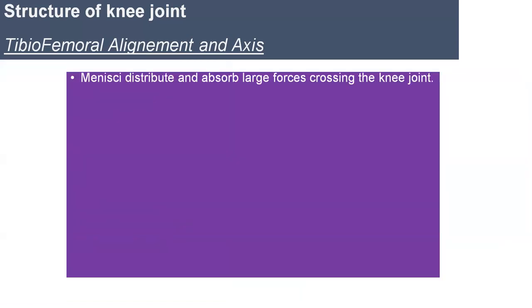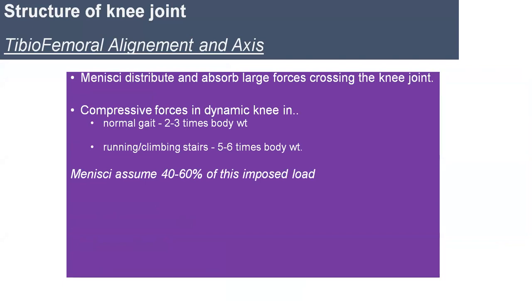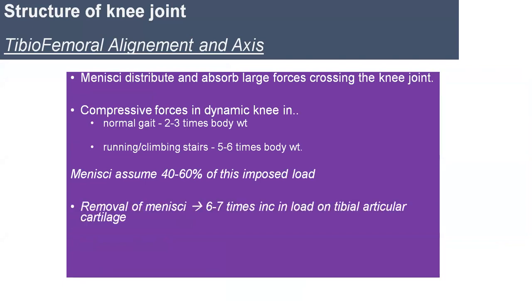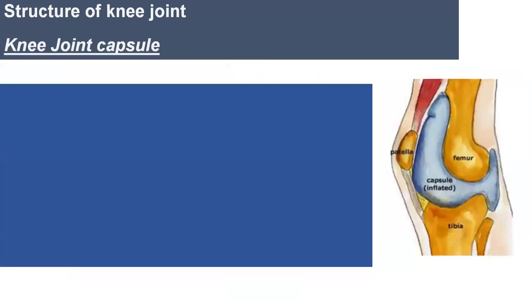So menisci distribute and absorb large forces across the knee joint, and compressive forces in the dynamic knee in normal gait are about 2 to 3 times the body weight. While running, it is about 5 to 6 times the body weight, and menisci assume about 40 to 60% of this imposed load, and any removal of the menisci will cause a 6 to 7 times increase in load on the tibial articular cartilage. Any alteration of the tibiofemoral angle causes a 25% increase in compression on the medial meniscus.